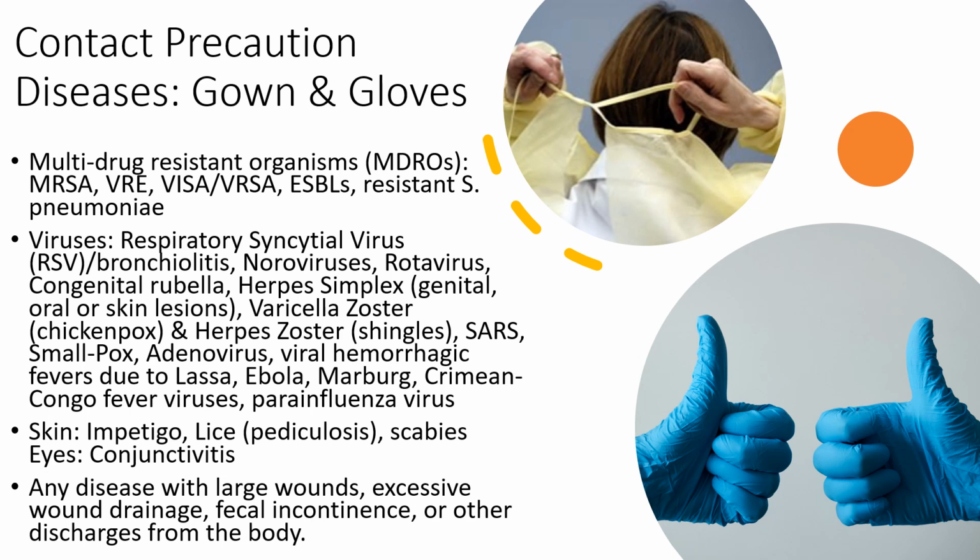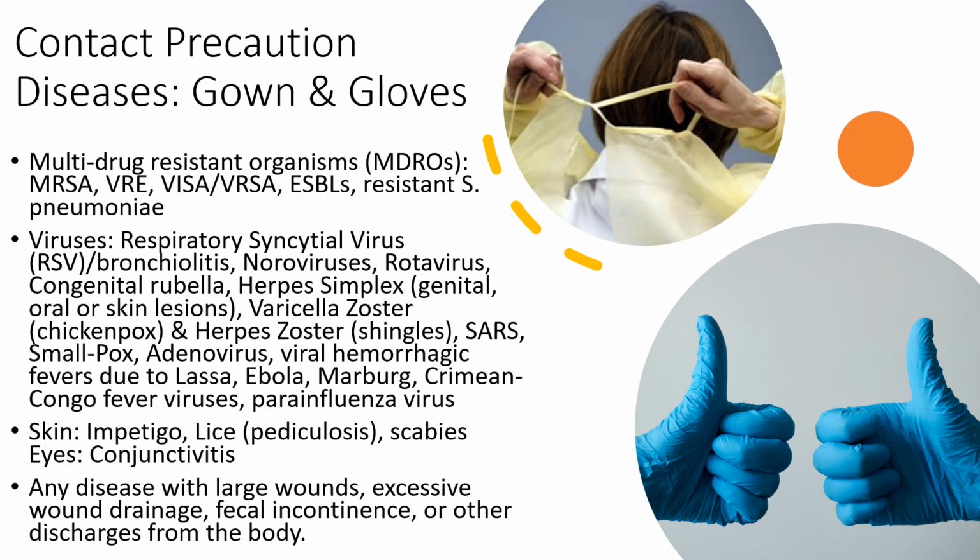The third bullet point is don't forget things on the skin you should wear contact precautions for, like the impetigo, lice, scabies, and even drainage from the eyes, and conjunctivitis. And then the fourth bullet point is just saying any wound, it doesn't matter what it is, but any wound with excessive drainage, fecal incontinence, other discharges from the body, go ahead and put a gown on as well, gown and gloves.